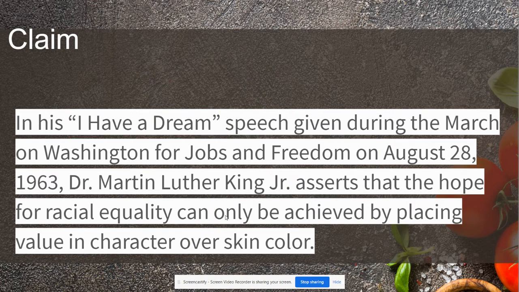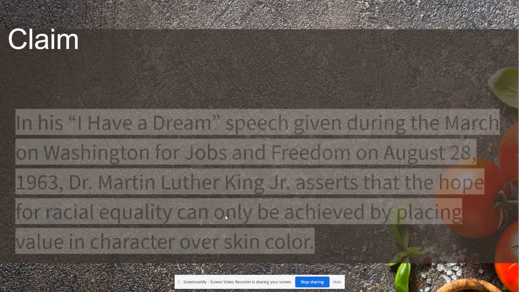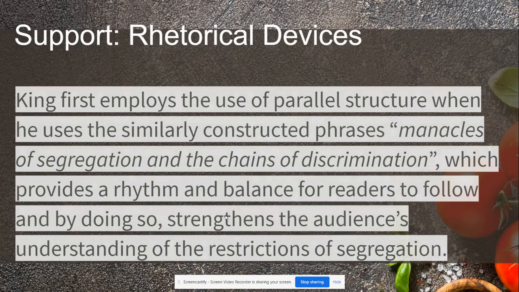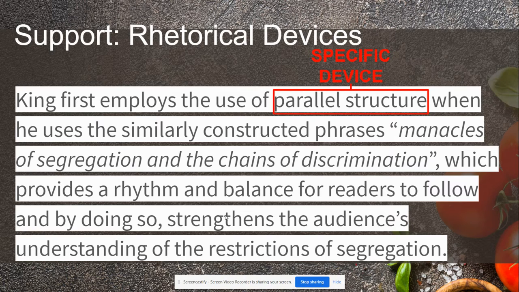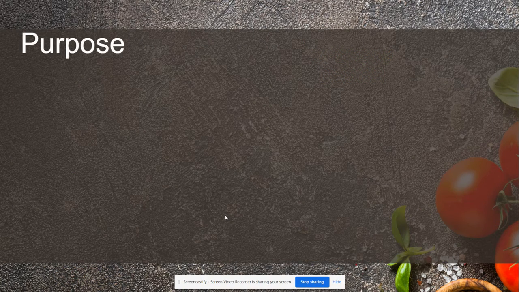Now, the second sentence that we're going to write is an explanation of how the author develops and supports the thesis, usually in chronological order. So let's take a look at that. Here we have: King first employs the use of parallel structure when he uses the similarly constructed phrases, manacles of segregation and the chains of discrimination, which provides a rhythm and balance for readers to follow, and by doing so, it strengthens the author's understanding of the restrictions of segregation.